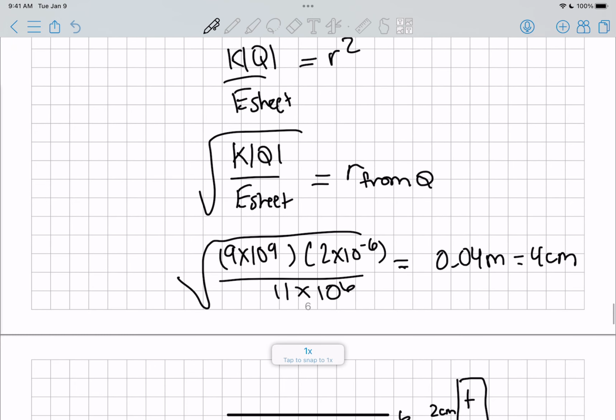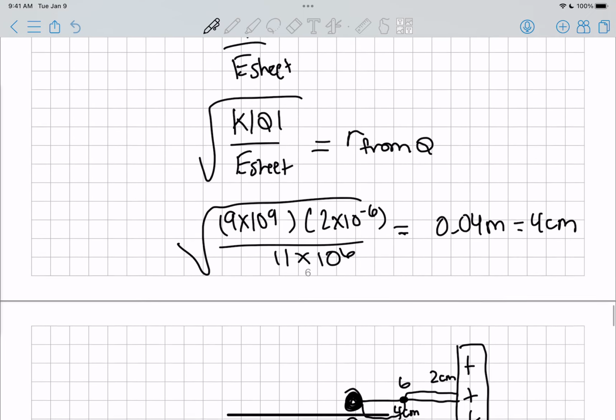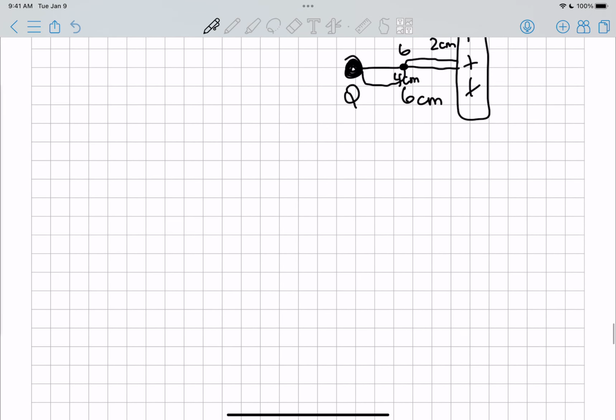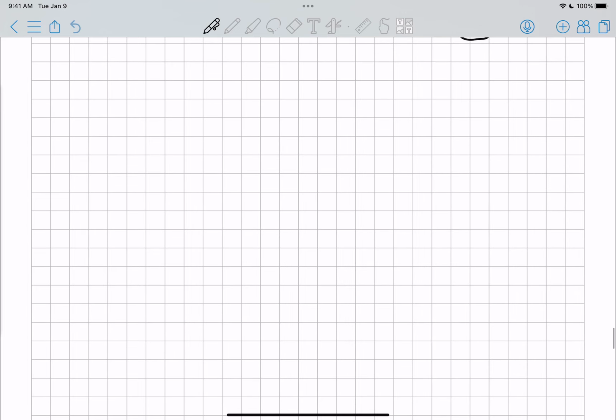Just by solving this equation, you've only gotten part of the answer, because that just tells you how far B should be from Q, not how far it should be from the sheet. Does that make sense? Sound good? I'll let you guys process that for a second while I set up the next problem.